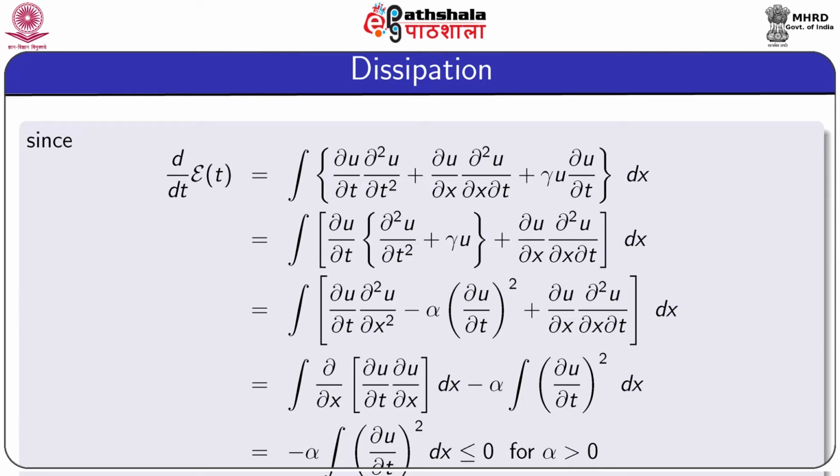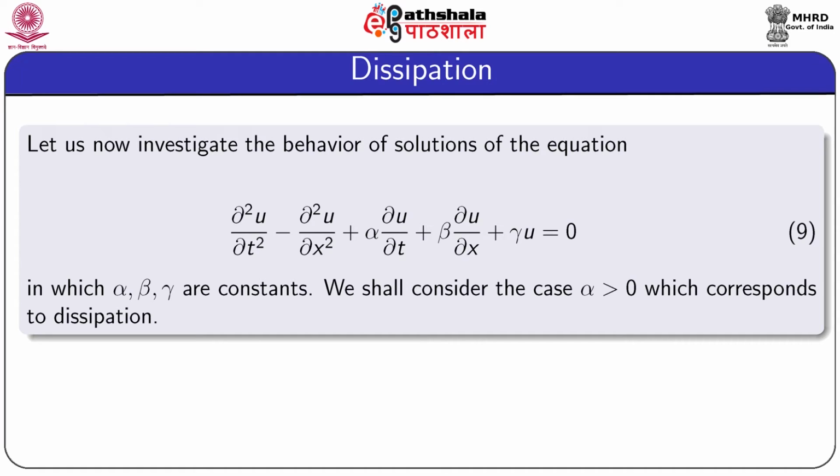Therefore, if we go back to the original equation, or equation number 9, in this equation the term α represents the dissipation of energy.